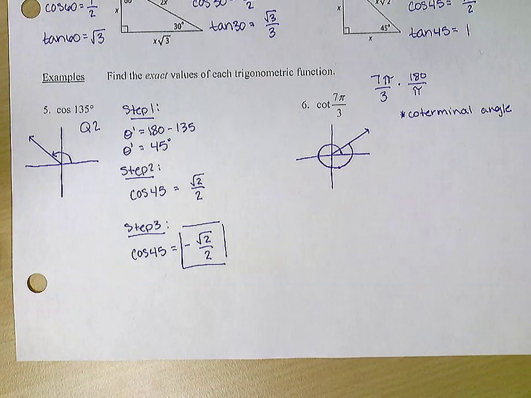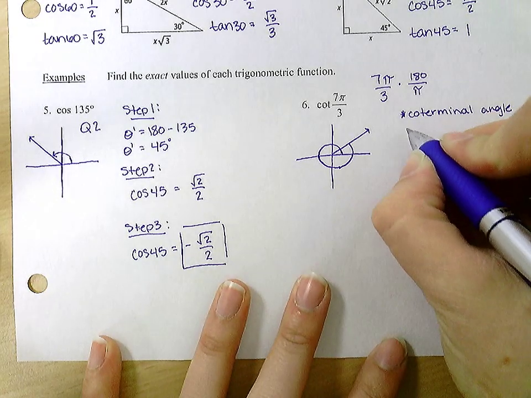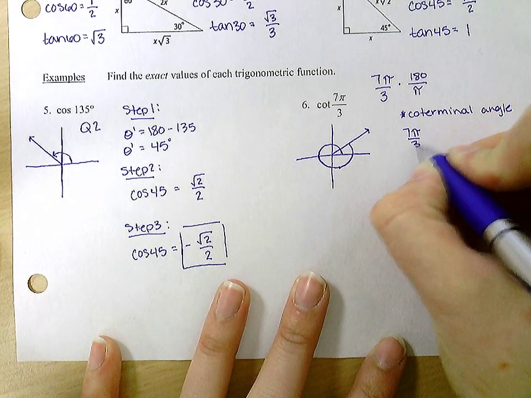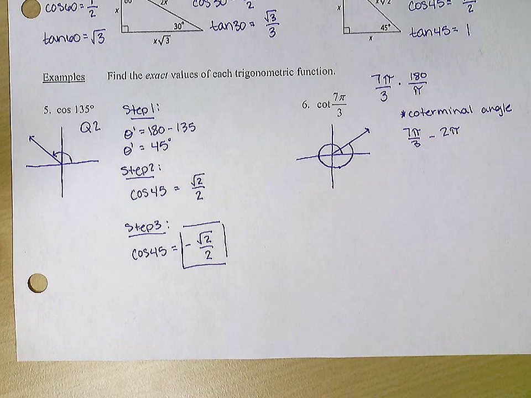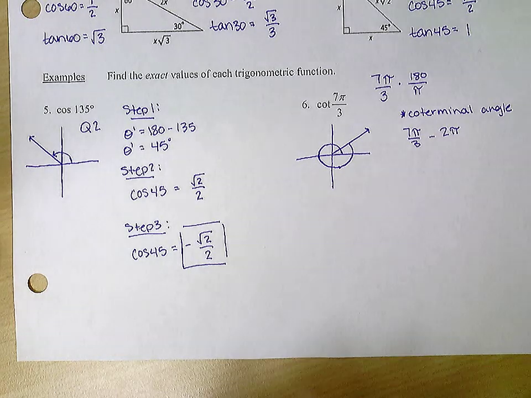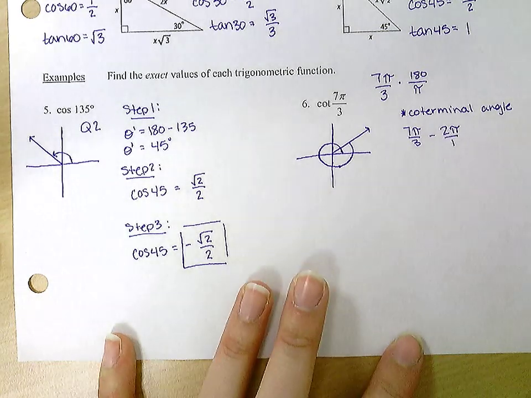Okay, since it's greater than 2 pi or 360, to find that coterminal angle between 0 and 360, or 0 and 2 pi, I'm going to take this 7 pi over 3 and subtract 2 pi from it. If you put it into degrees, you would subtract 360 from it. Okay, so now this is 2 pi over 1.